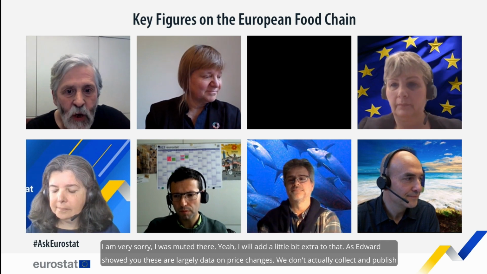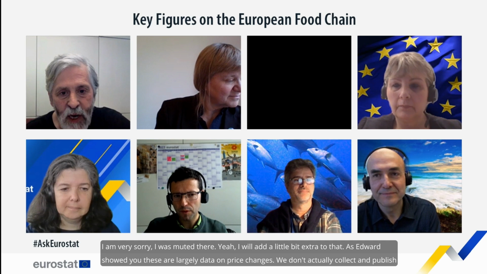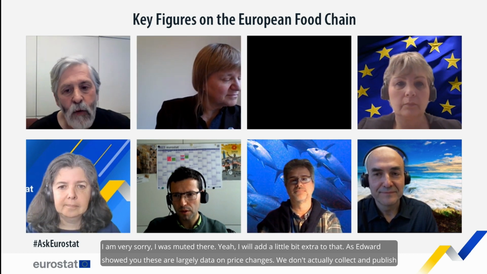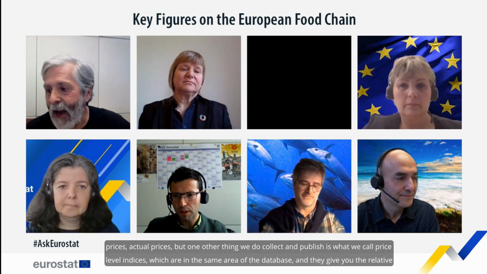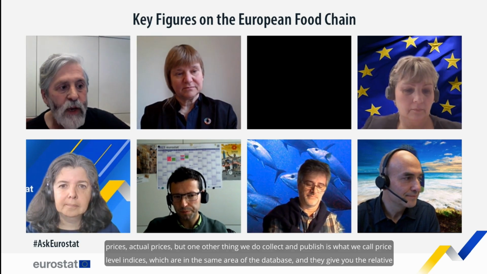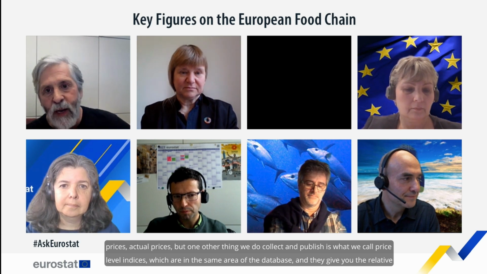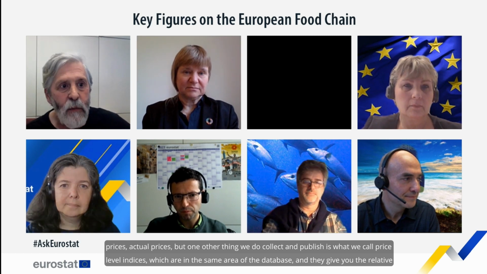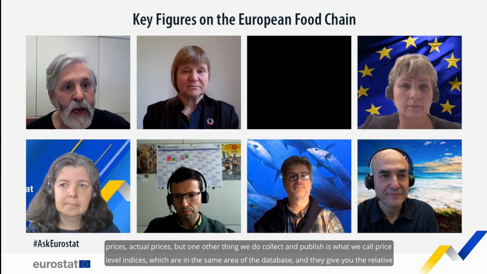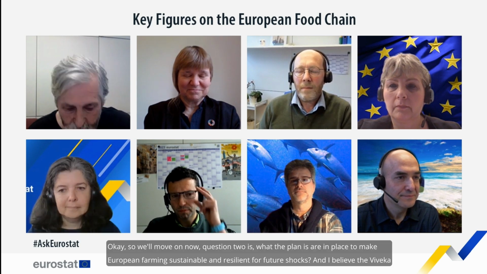As Edward showed you, these are largely data on price changes. We don't actually collect and publish actual prices, but one other thing we do collect and publish is what we call price level indices, which are in the same area of the database, and they give you the relative prices across Europe. I've just checked, and one category is fruit and vegetables, so you can compare where they're most expensive and where they're cheapest. Okay, so we'll move on now.